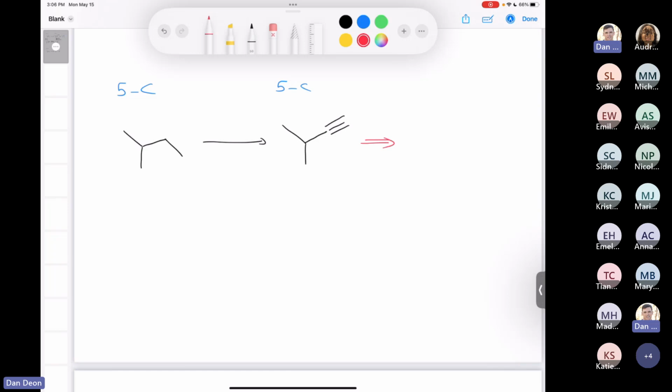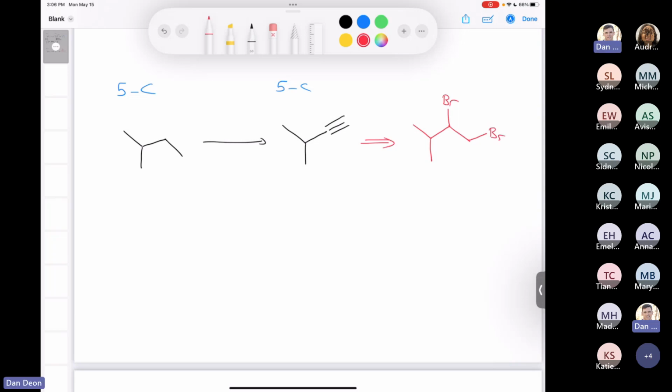If I'm not adding any new carbons to the molecule, what's the only possibility for the last step? What would the starting material be for the very last step? It has to be a what? What kind of compound? A dihalide, exactly. So like Tiana says, you have to have this dihalide in your last step.